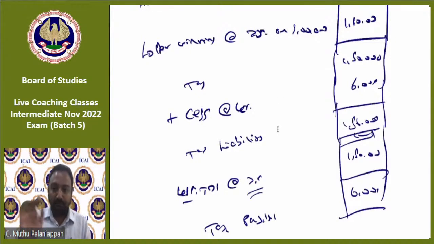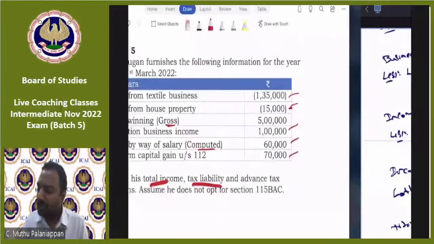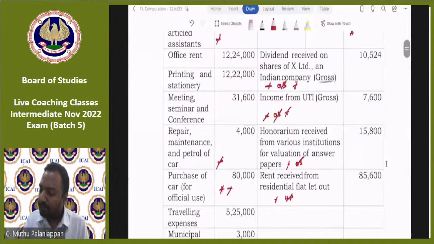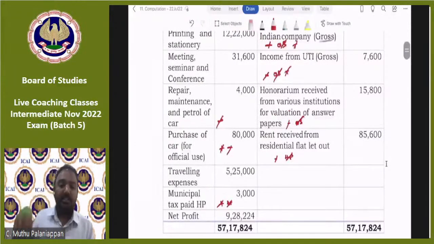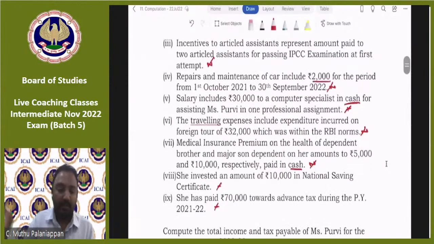So this is about question number 4. Now I'll just answer one of the questions from the earlier question itself. Repair and maintenance of car. I have not disallowed anything related to repair and maintenance of car. I just have written a note. For example, the repair and maintenance of car is 4,000, which the question says includes 2,000 for the period 1st October 21 to 30th September 2022.